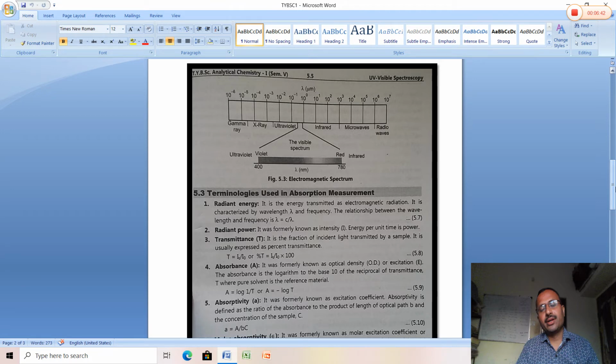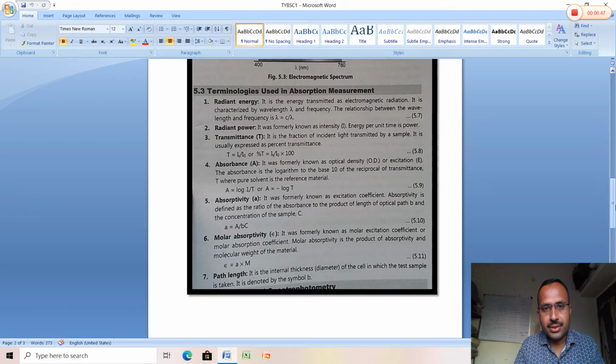Now, the terminology used in absorption measurement. Some definitions are included in this chapter. Radiant energy is the energy transmitted as electromagnetic radiation. Electromagnetic radiation possesses some energy, and that energy is regarded as radiant energy.